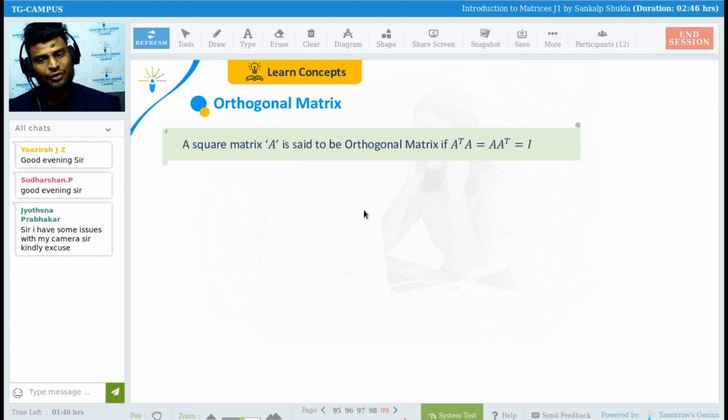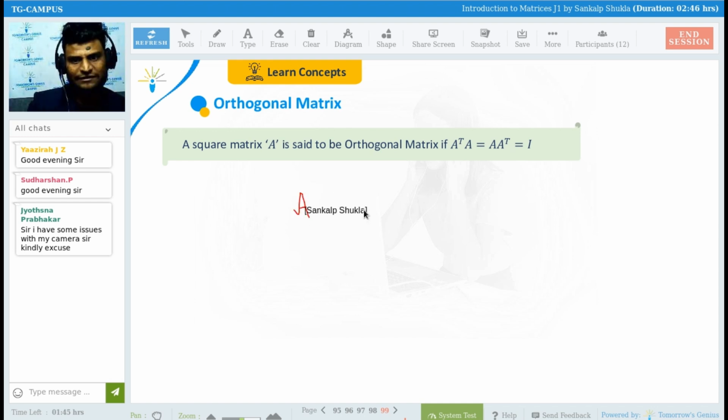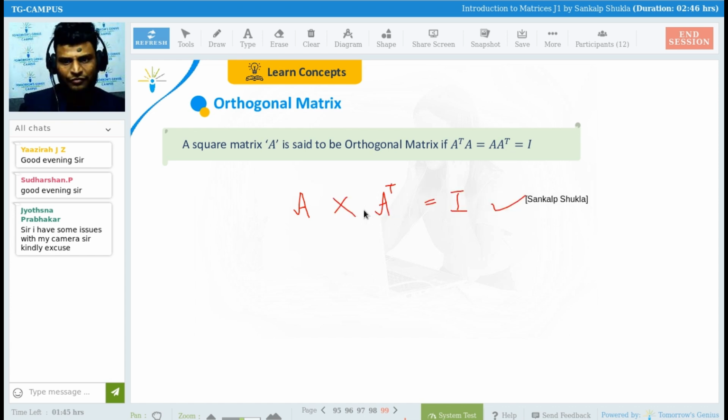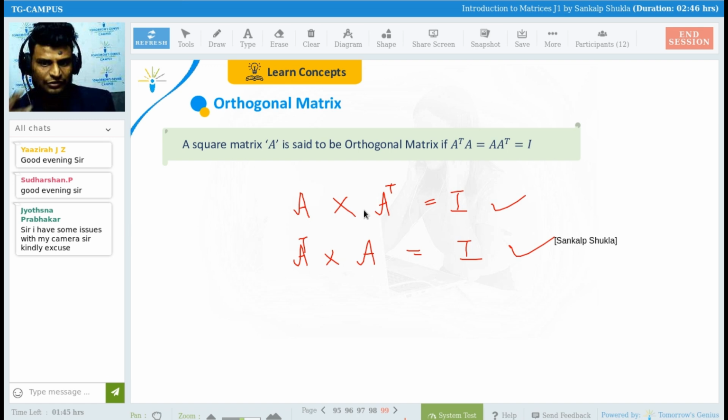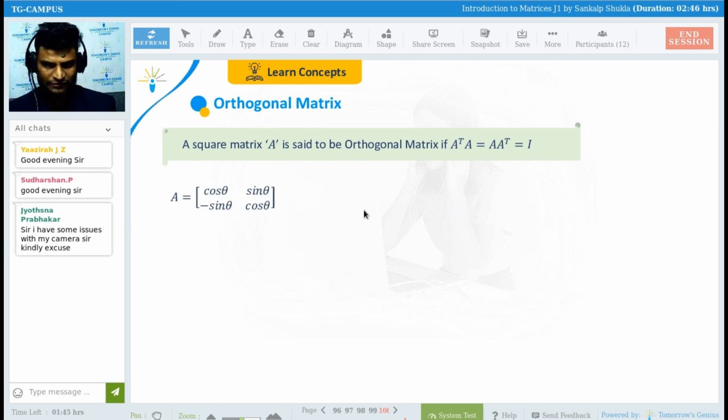A square matrix is said to be orthogonal if this kind of property exists. If A transpose into A is the same as A into A transpose, and that should be equal to I also. Like I have any matrix, I take the transpose of that matrix, I multiply both the matrices and the answer is I. Wow, this is now an orthogonal matrix. And also A transpose into A should be equal to I. So this will be a condition for an orthogonal matrix.